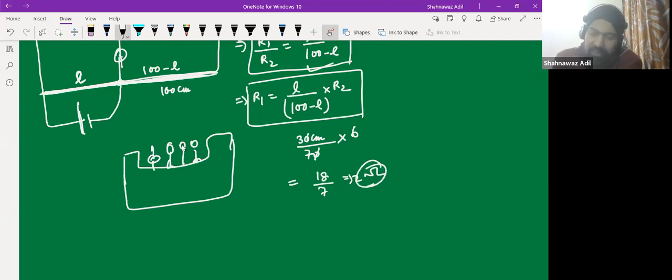If you have these, maybe those are in kilo ohms, right? Maybe those are in kilo ohm, but generally the box is 500 resistance, right?